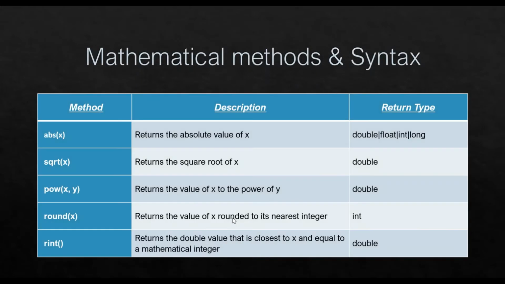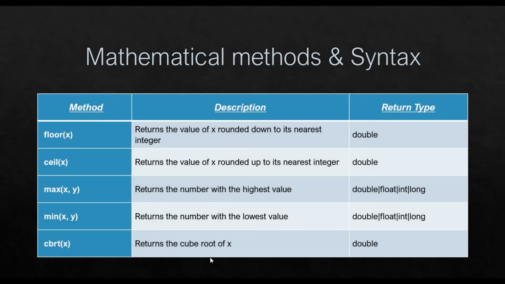Here are some of the mathematical methods. abs returns the absolute value. sqrt is used for the square root function. For power, you use pow of x and y, where x is the number and y is the power. round returns a rounded value to the nearest integer. rint returns the double value that is closest to x and equal to a mathematical integer. Similarly, other methods are like floor, which rounds down.